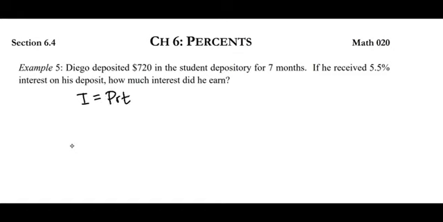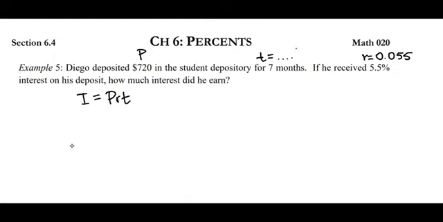Label the numbers that you have in your problem. So he deposited 720, that's your P. 7 months, that's going to be a T. Here, there is no easy way to do this. The 7 months needs to be converted, so I'm going to put the ellipsis here because I'm going to show you how to convert it. And then he received 5.5% interest on the deposit. So R equals 0.055. That one is a decimal.